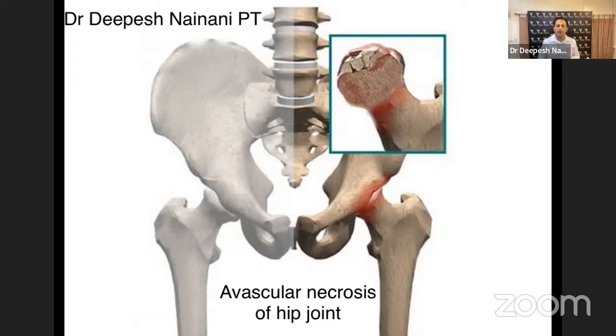How can we assess that we are having avascular necrosis? It is basically by radiological evidence. By radiological evidence, we see X-rays and MRIs in our daily practice. Up to grade 1 and grade 2, we can see it by X-ray.